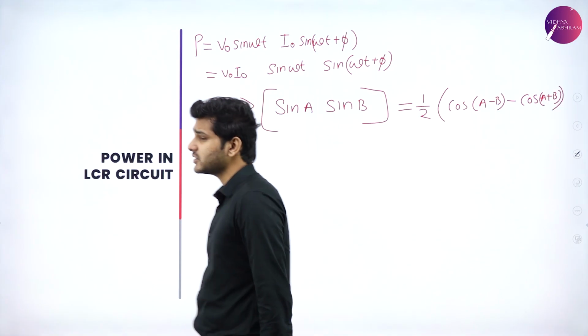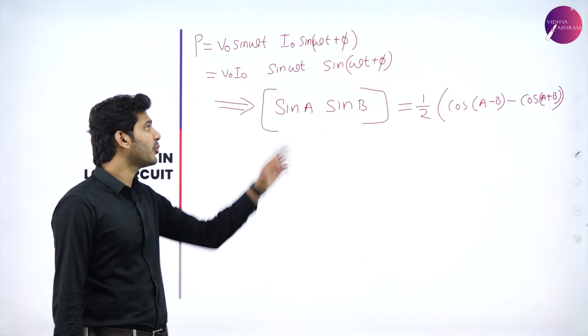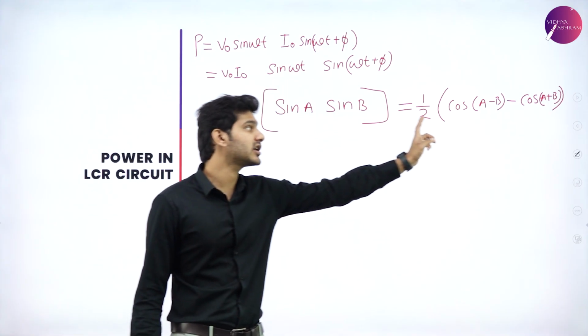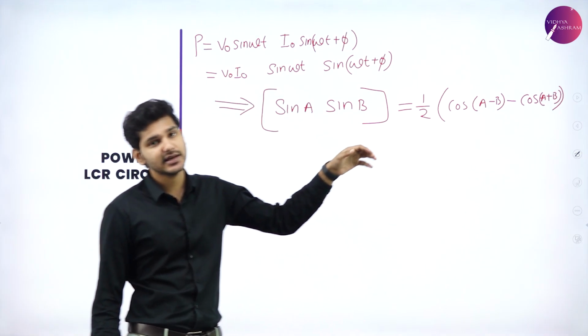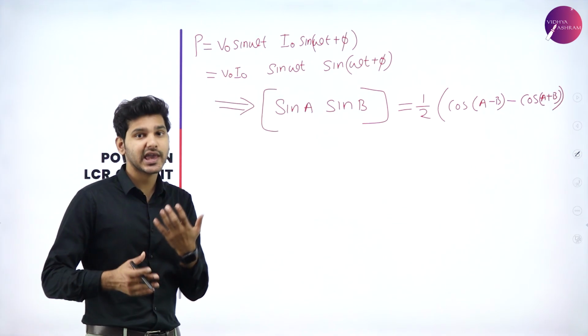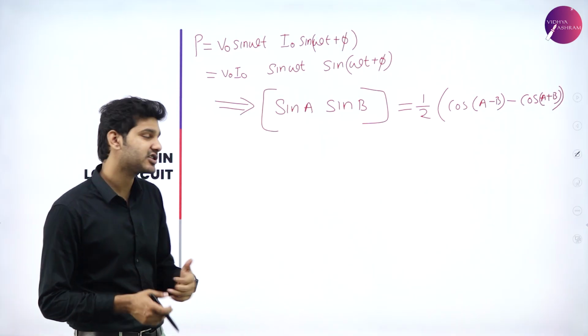So it's very simple. Instead of sine A into sine B, that is sine omega t into sine omega t plus phi, I'm going to apply this trigonometric result, and then it's only simplification from that point onwards. The only thing you can do to understand this equation is to practice and understand trigonometry.